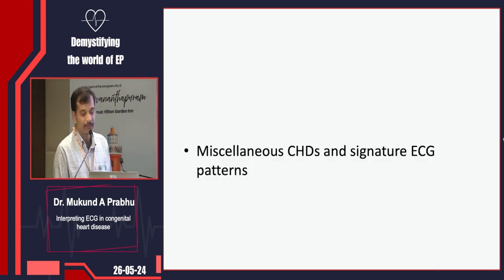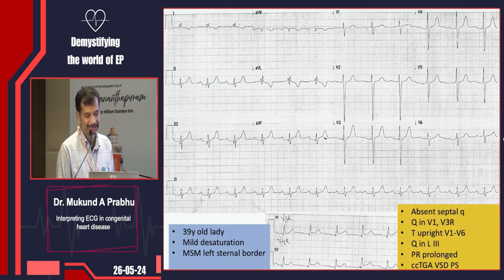And finally, we'll come to some miscellaneous heart diseases and signature ECG patterns, like this one, another TOF physiology. Corrected TGA with mild PS. You can see the lack of septal Q waves in V6. Q waves are there in lead 3 because of right-to-left septal activation. And T waves are positive from V1 all the way up to V6, suggesting corrected TGA.